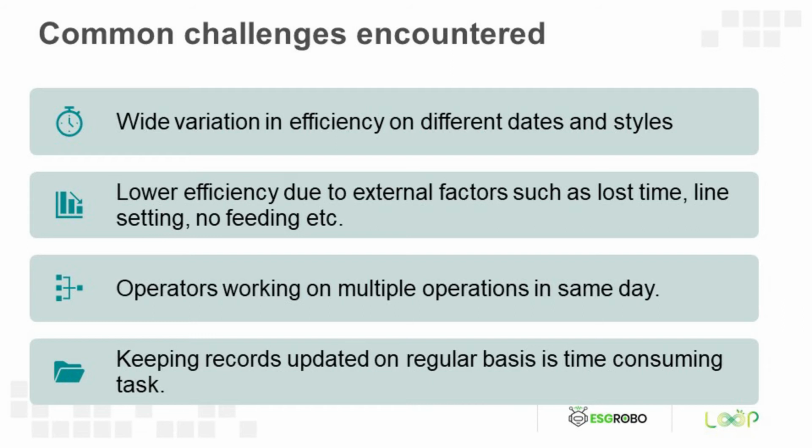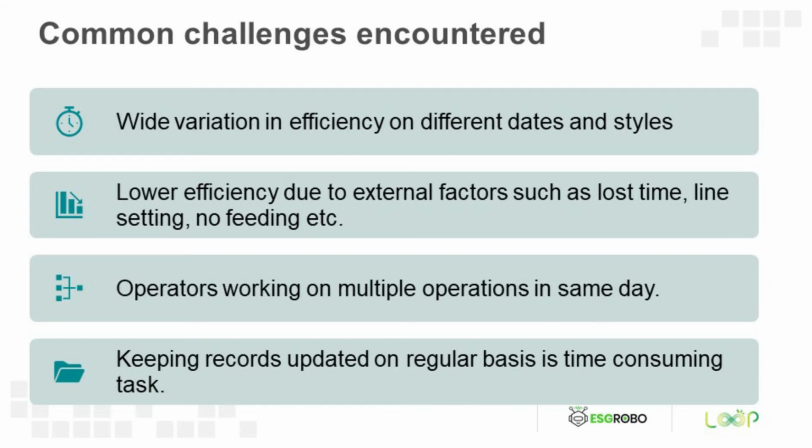Now there could be multiple reasons, and that's what the operators sometimes contend, that there could be multiple reasons which could result in lower efficiency of a particular operator, which are not necessarily totally dependent on that operator. That could be external factors such as lost time or line setting time or no feeding, etc. And these all need to be identified and adjusted for before a particular number is entered. Otherwise it will not be a very useful parameter while you're trying to do the planning for future operations.